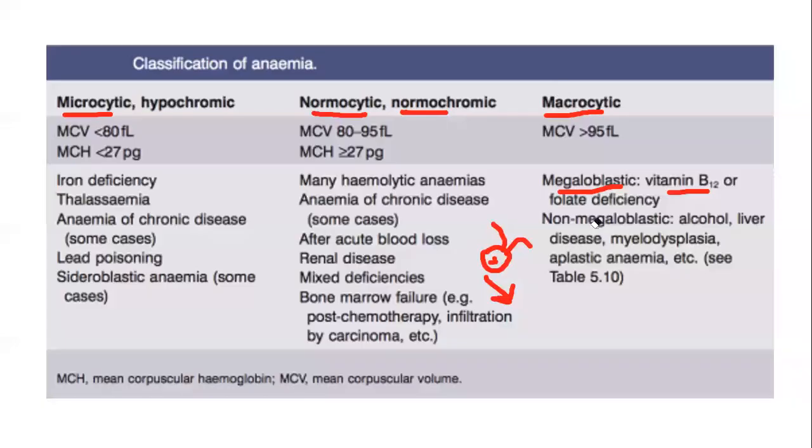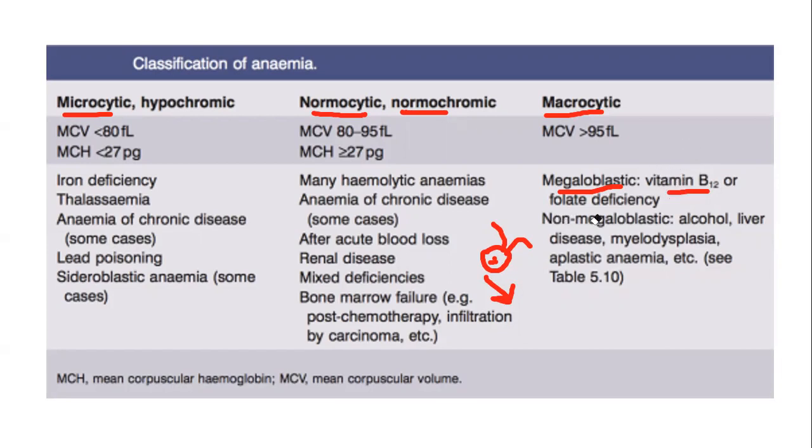So I was saying macrocytic anemia develops if MCV is more than 95, right? The most important cause is megaloblastic. Underlying causes are vitamin B12 or folate deficiency. So if a patient has only folate deficiency and develops megaloblastic anemia, we can simply give them vitamin B12. The other chemical name for it is cyanocobalamin.